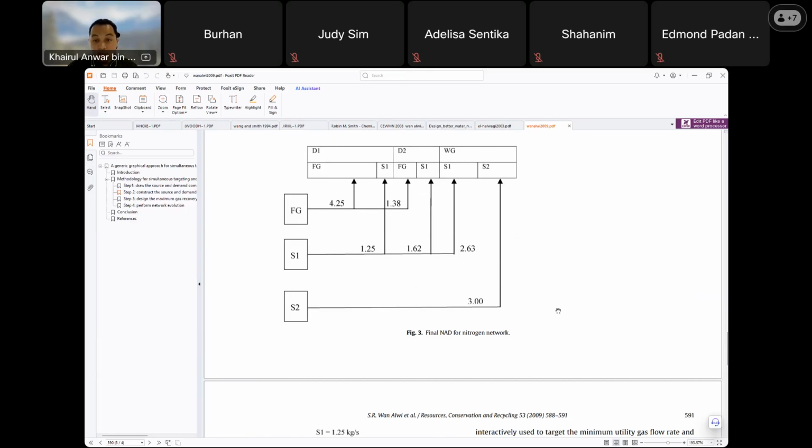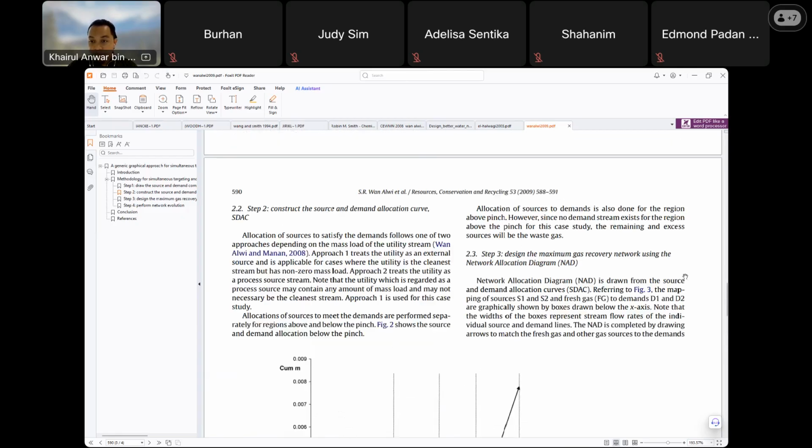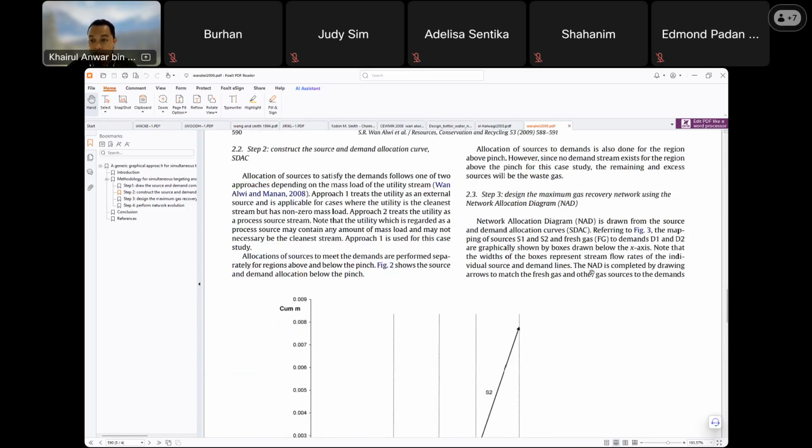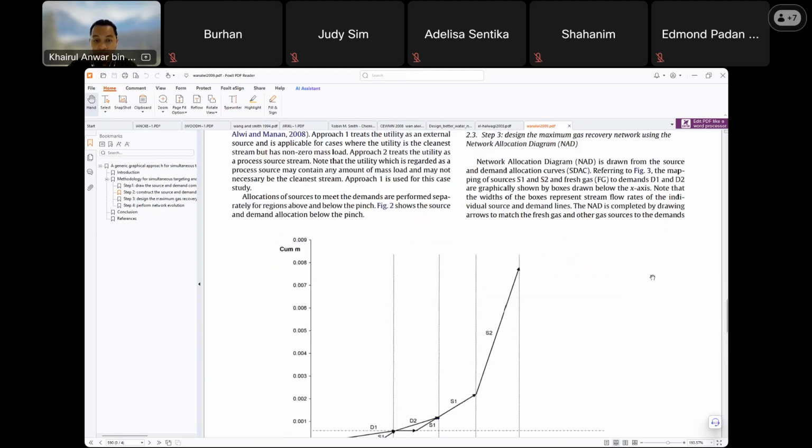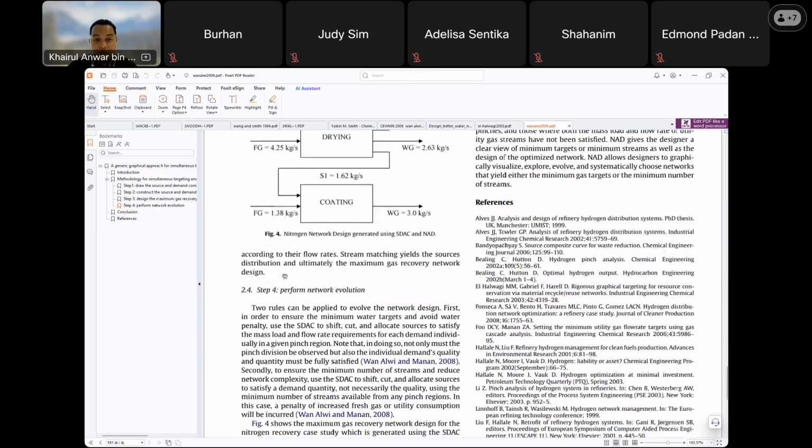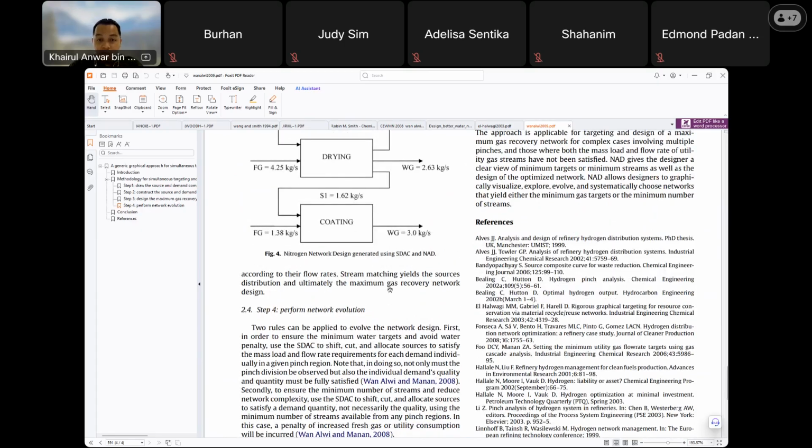Okay, let me read this first. The NAD is completed by drawing arrows to match the fresh gas and other gas sources to the demand according to their flow rate, matching streams in the source distribution. And ultimately, the receiving gas network can be designed. So step 4 is to perform the network evolution.